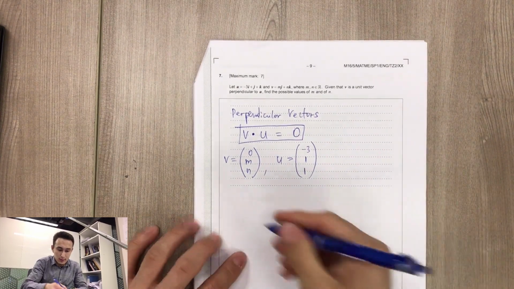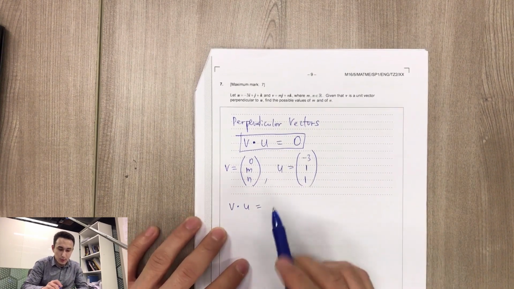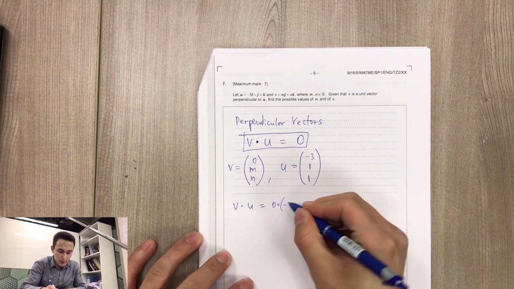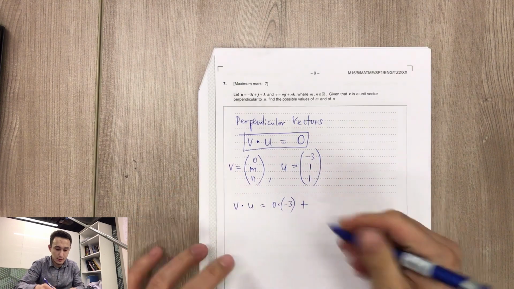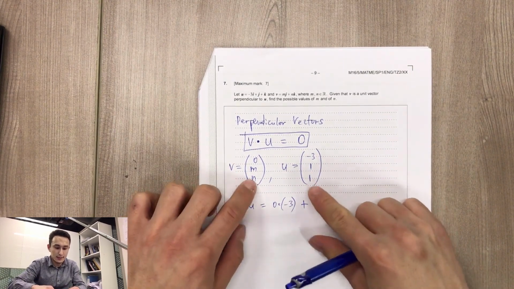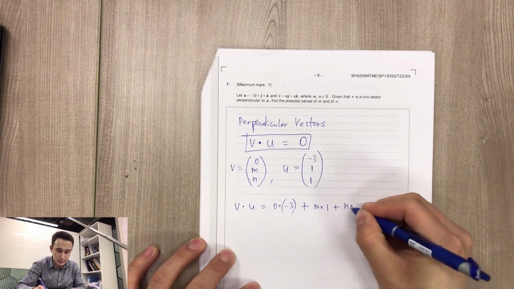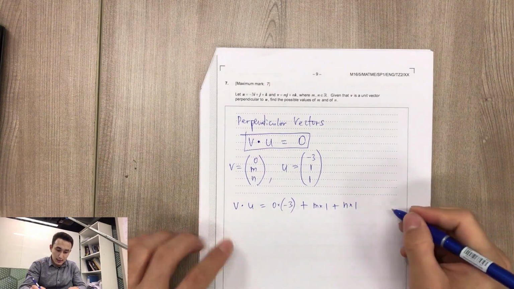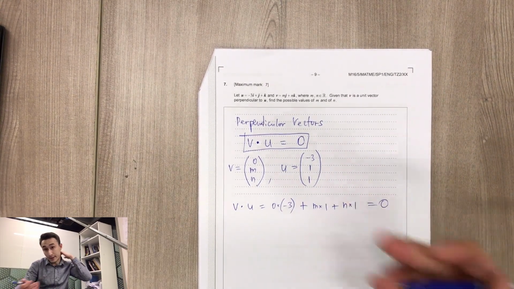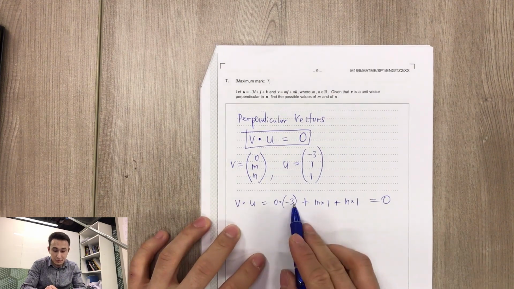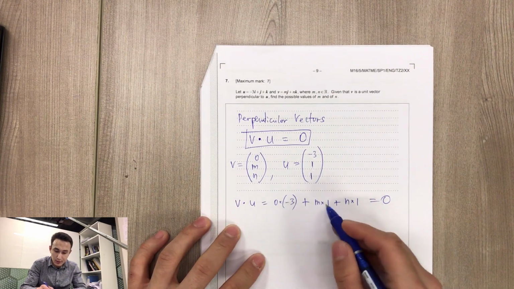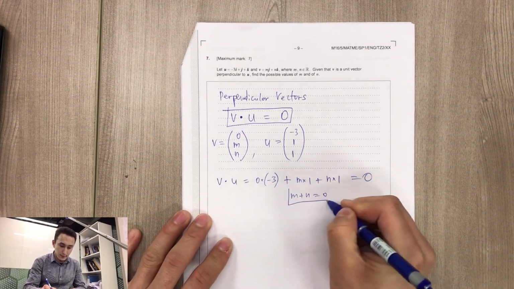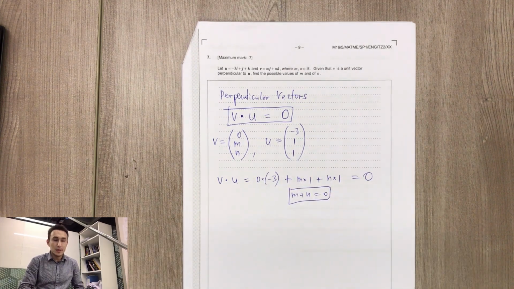Okay, so the dot product is going to look like this. v dot u is equal to, basically, we multiply the i components, so 0 times -3, add m times 1, and then add n times 1. As you can see, we just multiply i components, j components, and k components, and add them up. This has to be equal to 0, because they are perpendicular to each other. So 0 times -3 is 0, m times 1 is m, n times 1 is n. So m plus n is equal to 0. That's the first equation we got from the dot product.